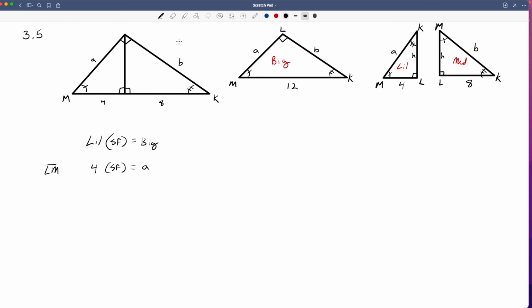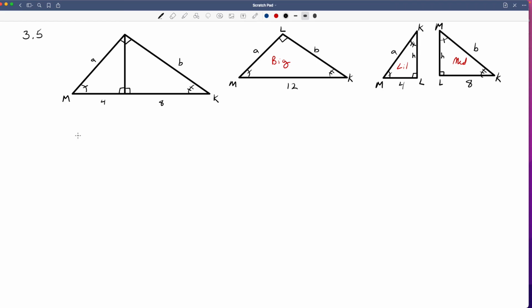So what I need to do is I need to do 2 that have a known value. And I can't use scale factor to do it. So what am I going to do? This is a situation in which the proportion is going to make more sense to use. And I'll show you why. All right, so let's just do the big one and the little one.